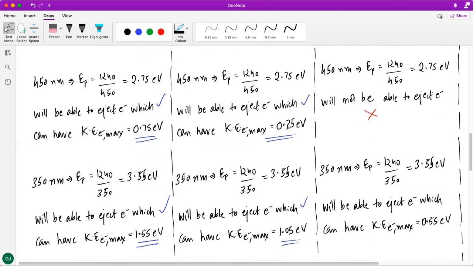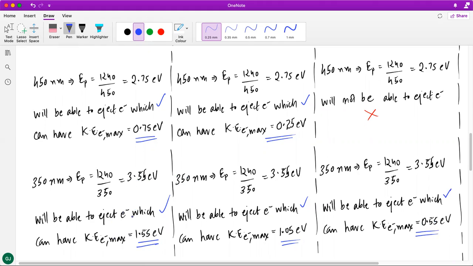And lastly, we talk about the 350 nanometer radiation. That 350 nanometer radiation will be able to eject electrons in the similar way that we have thought about the previous radiations. It will be able to eject electrons from plate P, Q, as well as from plate R. However, the kinetic energy of the electrons will be different because of their different work functions.